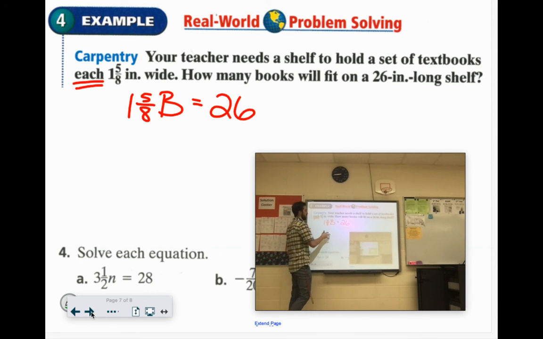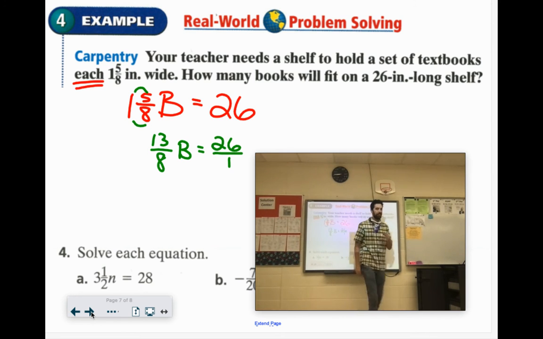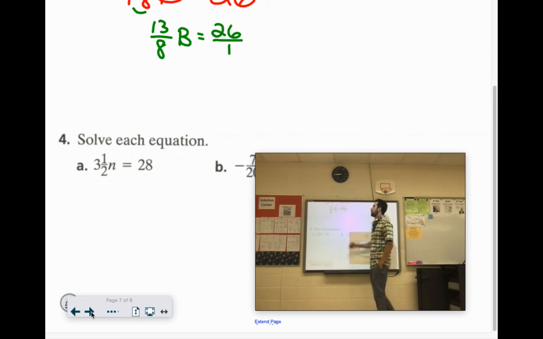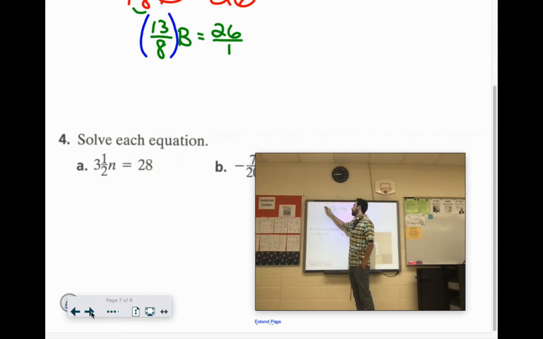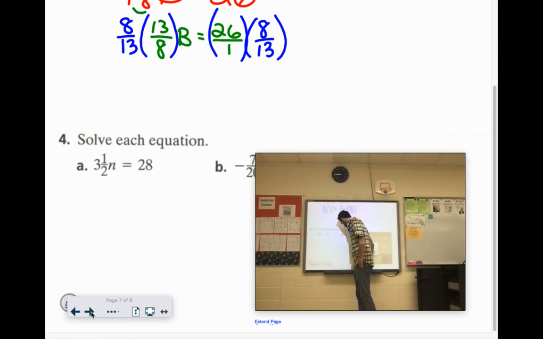So we're going to go improper here. 8 times 1 is 8, plus 5 is 13. So we have 13/8 b equals 26. Now, because we're dealing with fractions, I'm just going to change it to 26 over 1 right now. So we can multiply by the reciprocal. I don't know why I put the parentheses here instead of over the 26. Doesn't matter. Left side, b.